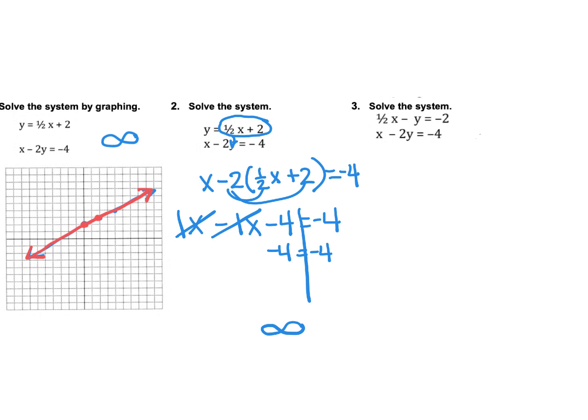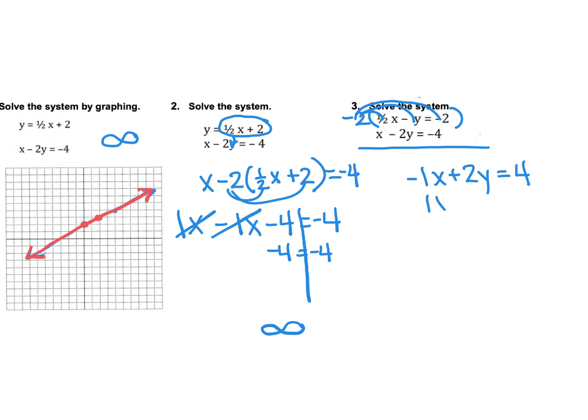And now for number 3, let's go ahead and solve this one by using the elimination method. If I'm going to eliminate, I need to make sure that all of the variables are lined up. I also need to make sure that at least one variable will cancel out. So I'm going to go for these y's. I'm going to multiply everything by a -2 so that I end up with a positive 2y. So -2 times 1/2 is going to give me a -1x. Negative times a negative gives us a positive. And a negative times a negative, we're going to have a positive 4 here.